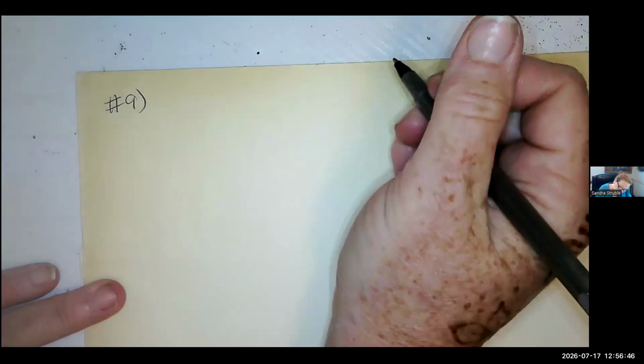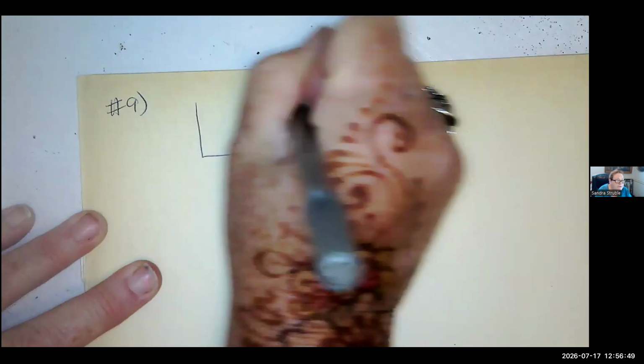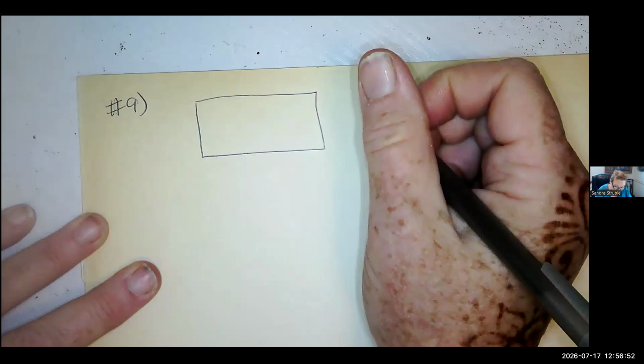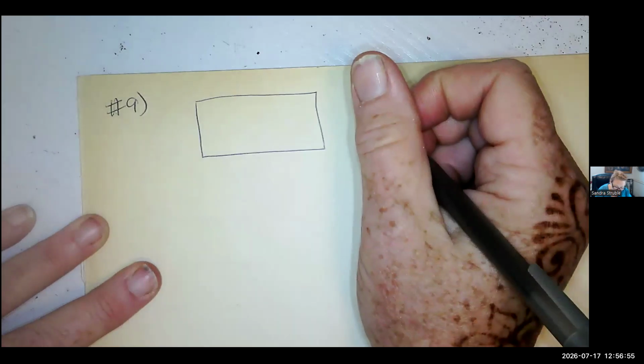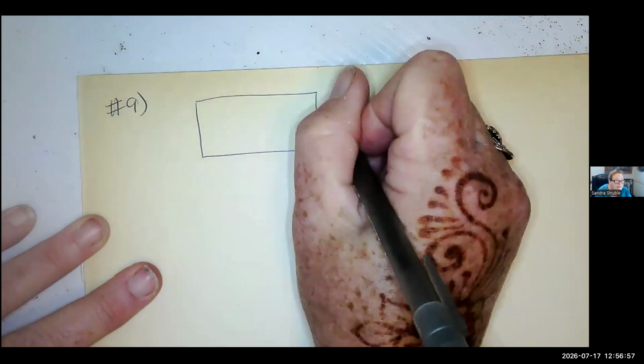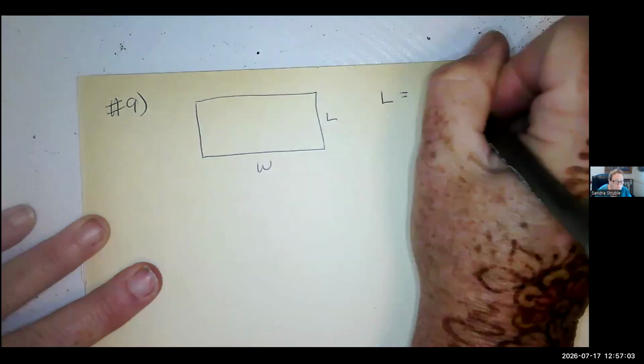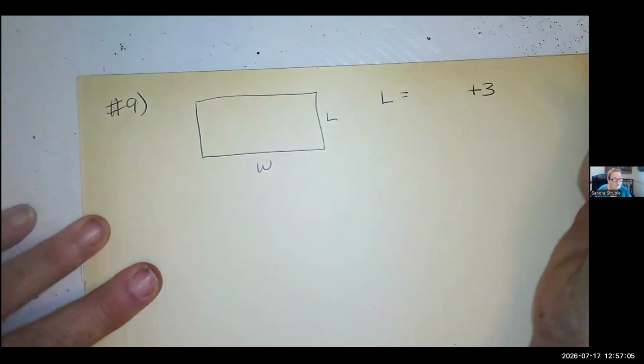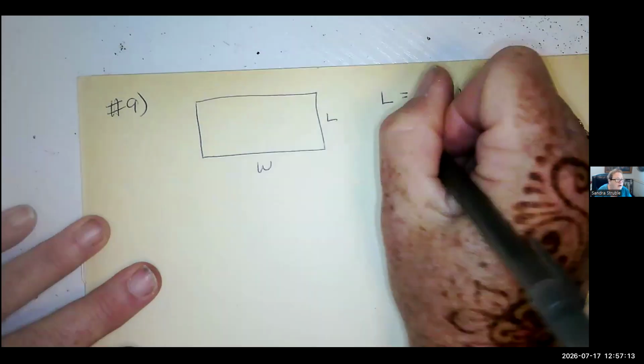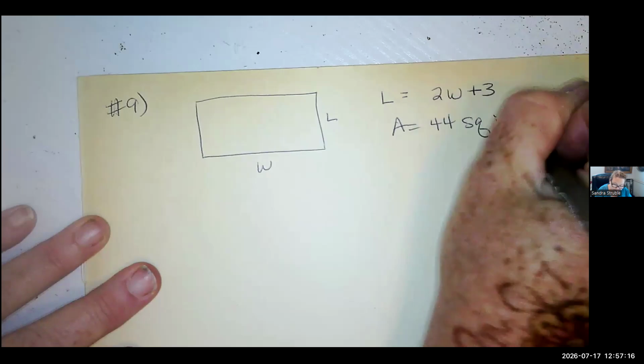All right. Number 9. Length of a rectangle. The length of a rectangle is 3 inches longer than twice the width. So we'll call this the length and this the width. And so the length is 3 inches longer than twice the width, 2W. If the area is 44 square inches, what are the dimensions of the rectangle? So what's the length and width?